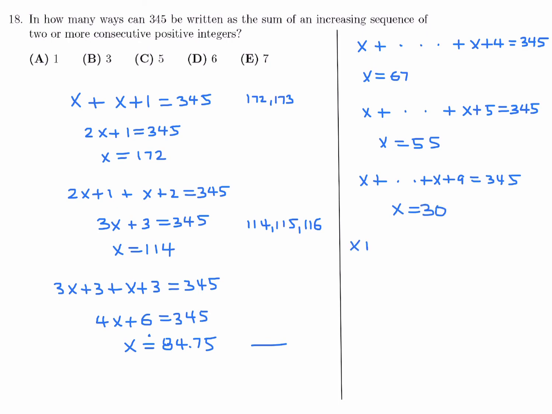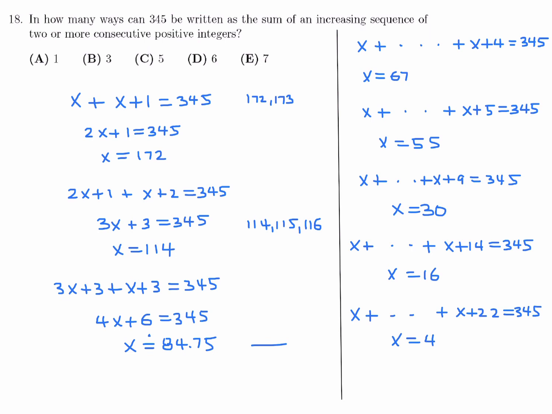And there's a few way out there. You have to go all the way, unfortunately, to x plus 14. That one works. That actually gives me x is equal to 16. And one last one that works is all the way out there to x plus 22 is equal to 345. And that gives me x is equal to 4.